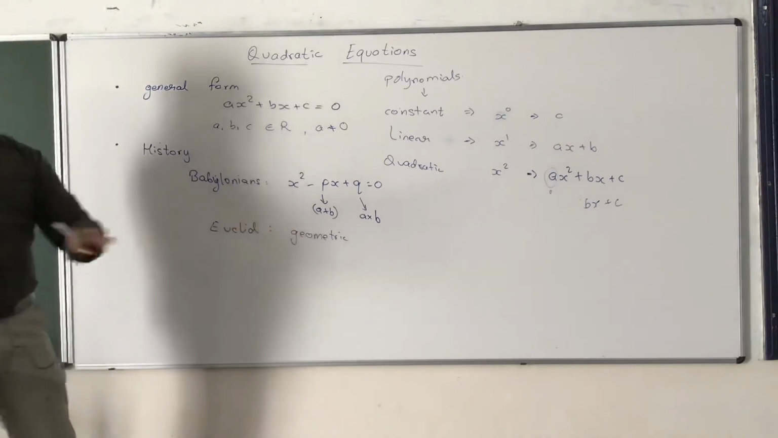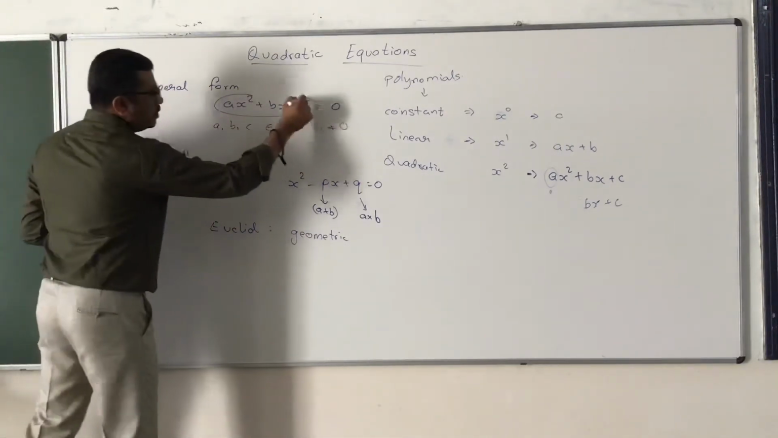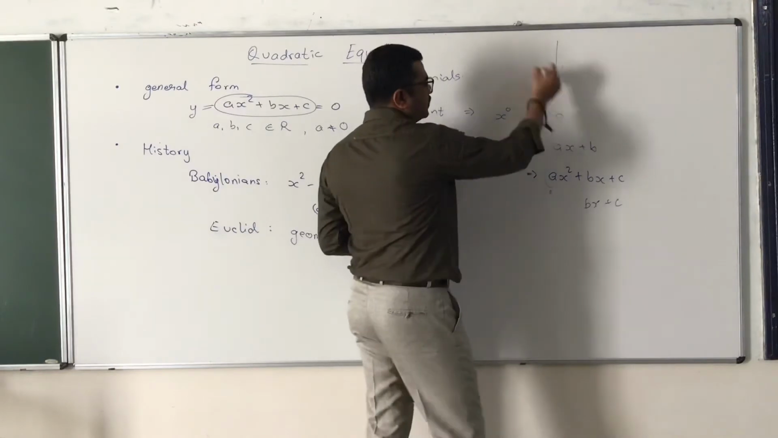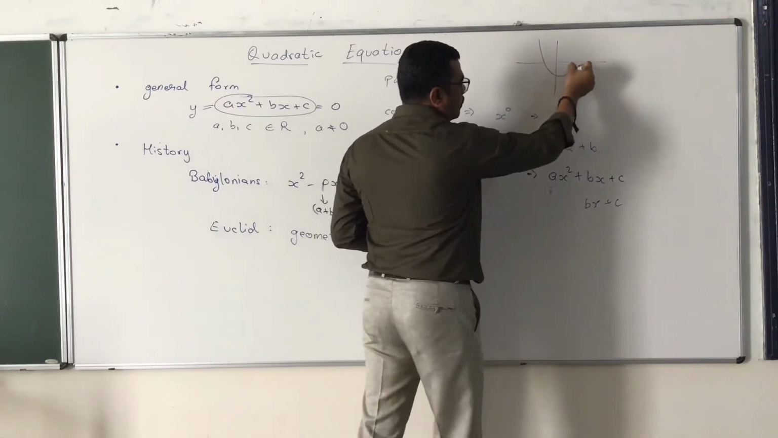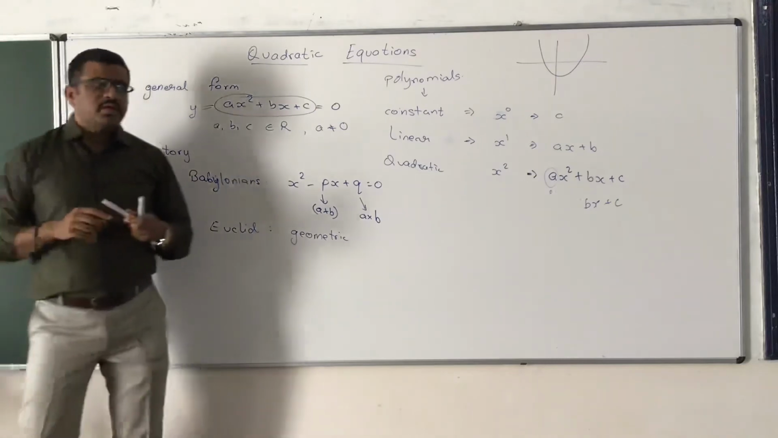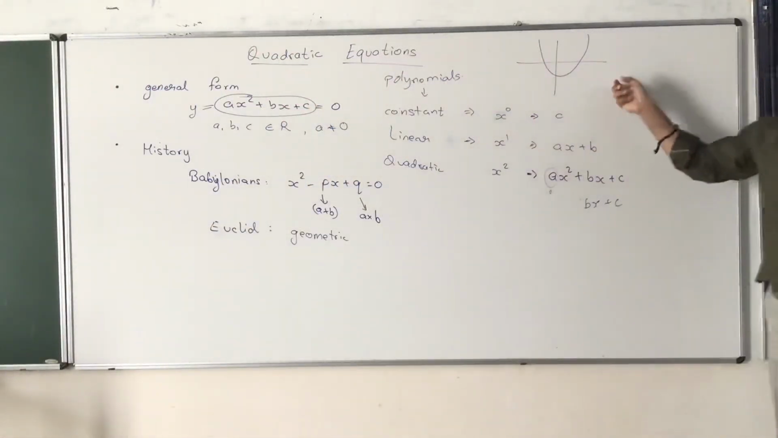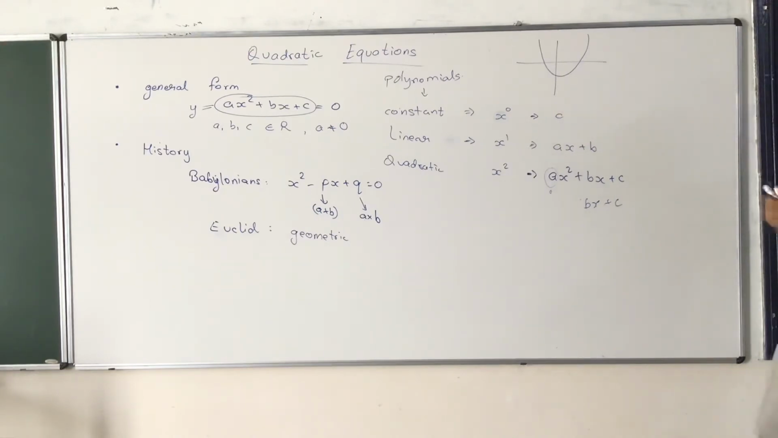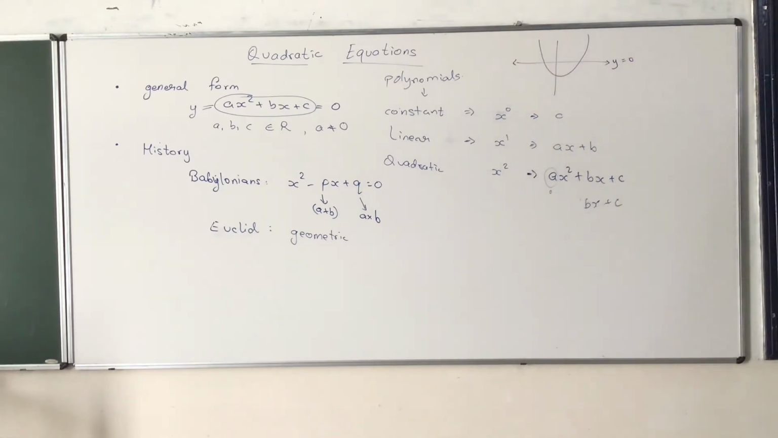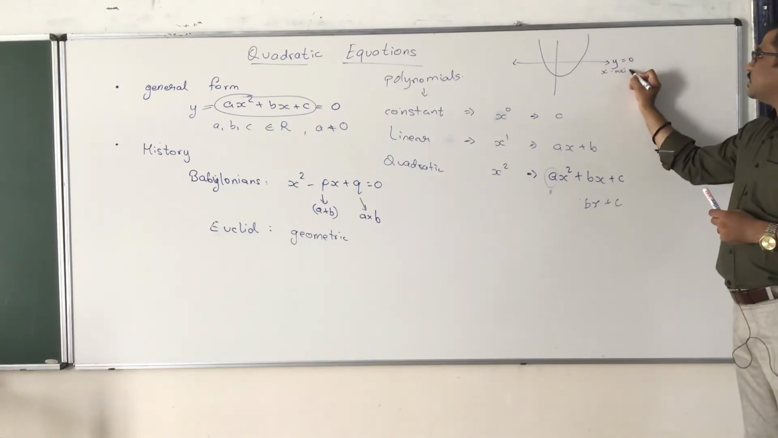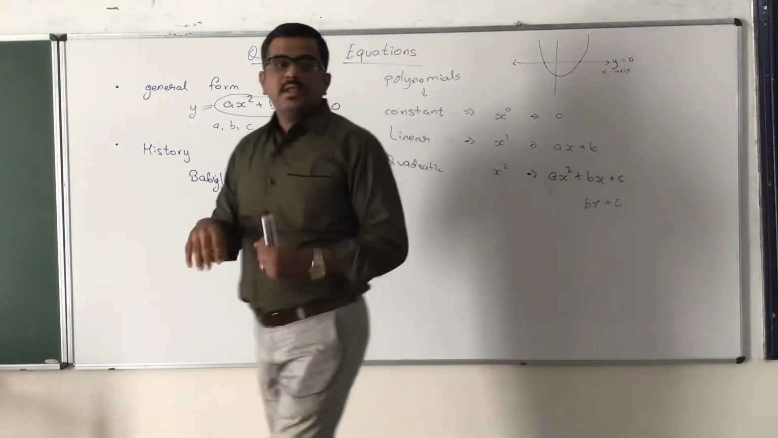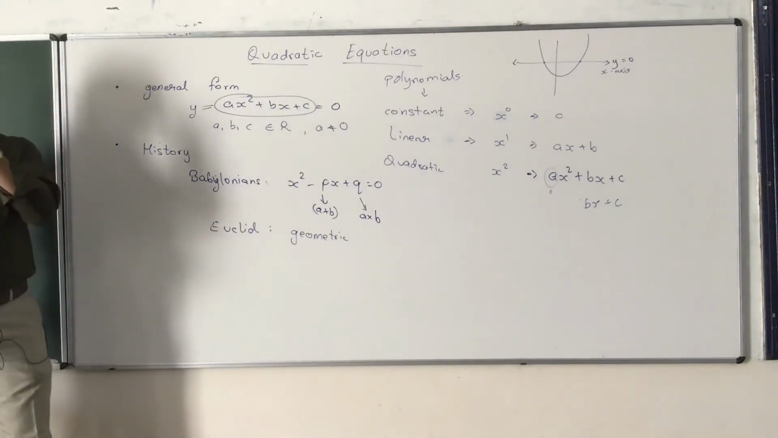What happens in the geometric method is you equate the general form to y and plot the graph. When you plot the graph on the x and y axes, you will get a parabolic curve. When y equals ax squared plus bx plus c is plotted on the Cartesian plane, you get a graph like a parabola. The points where the parabola intersects the x-axis, where y equals 0, are the zeros, which are the solutions of the quadratic equation. This method was first studied by Euclid.